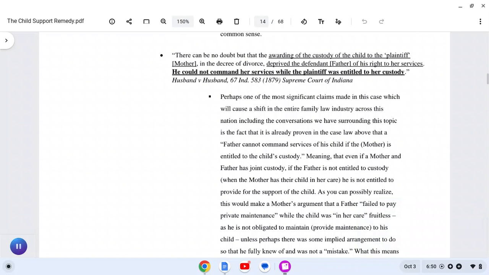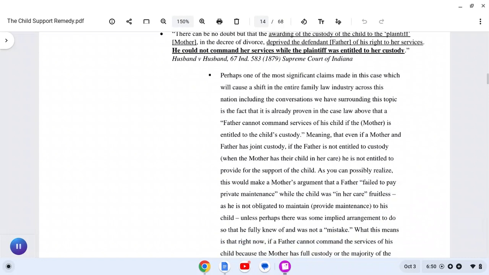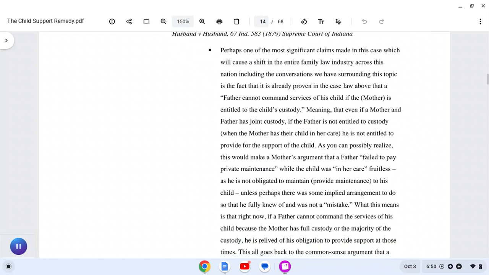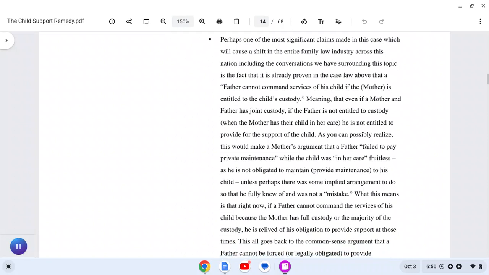There can be no doubt but that the awarding of the custody of the child to the plaintiff, that would be the mother, in the decree of divorce deprived the defendant, that would be the father in this particular case, of his right to her services. He cannot command her services while the plaintiff was entitled to her custody. That's an implicit ruling. It doesn't have to be expressly said for it to actually happen. So that's essentially what happened.